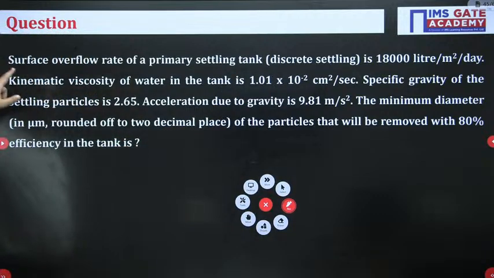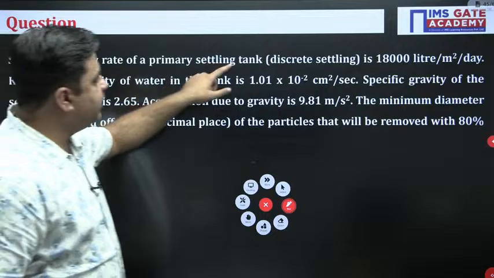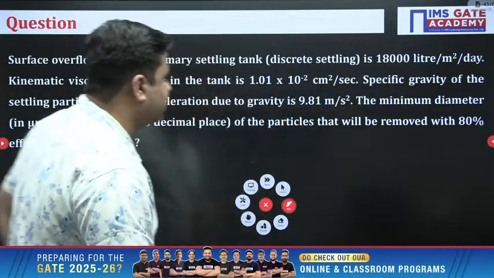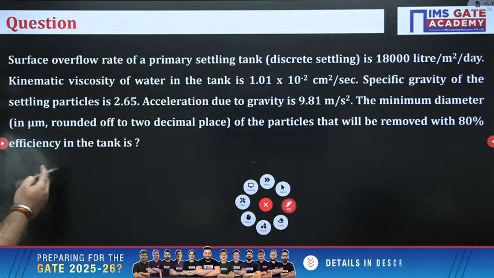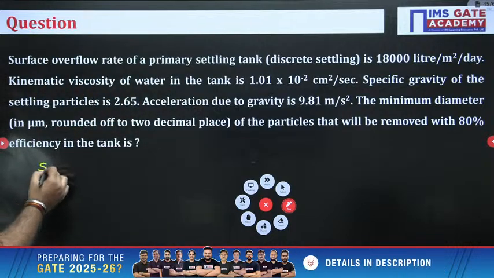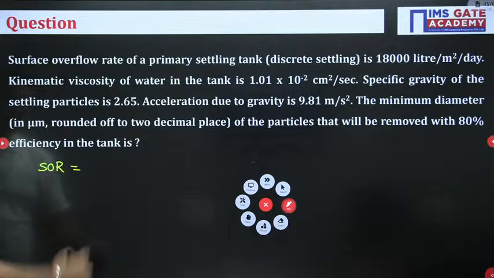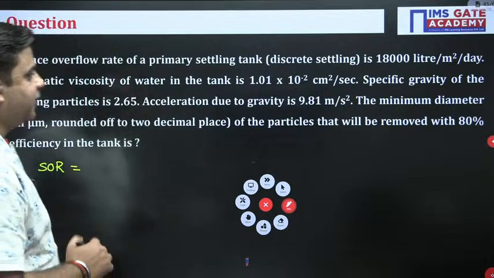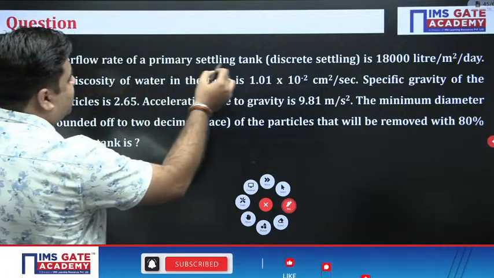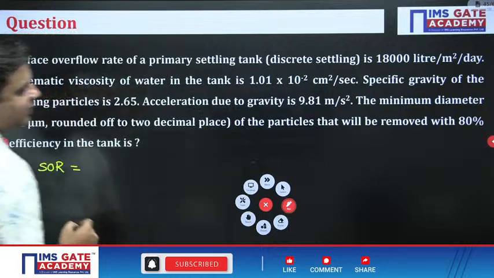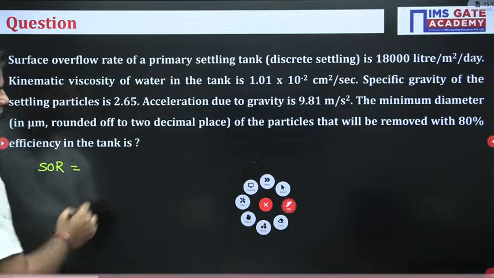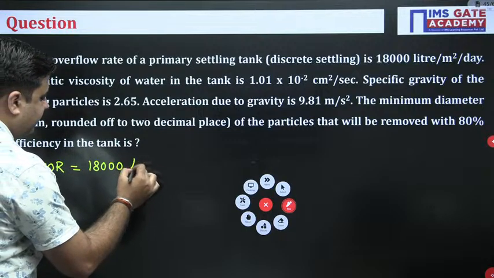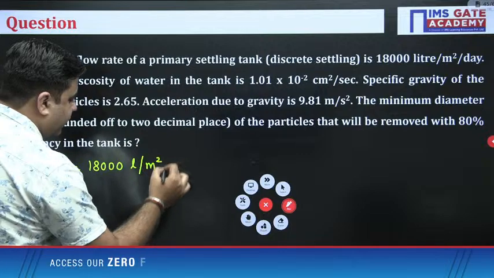Question says that surface overflow rate of a primary settling tank, discrete settling, is 18,000 liter per meter square per day. I will only write down the data first. Whenever I see a lengthy question, I keep writing down the data because it simplifies my answer. Surface overflow rate of a primary settling tank is 18,000 liter per meter square per day.